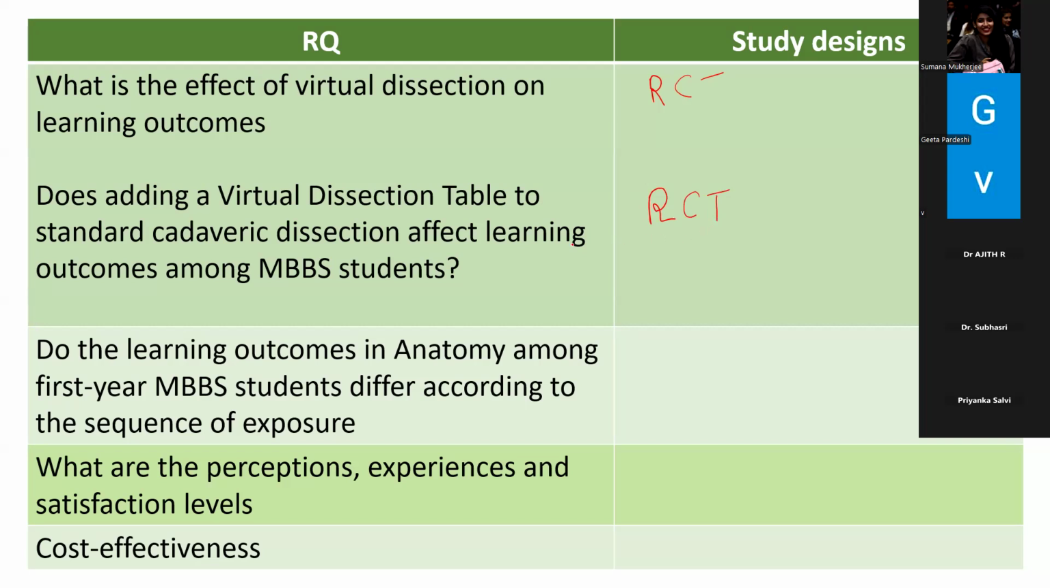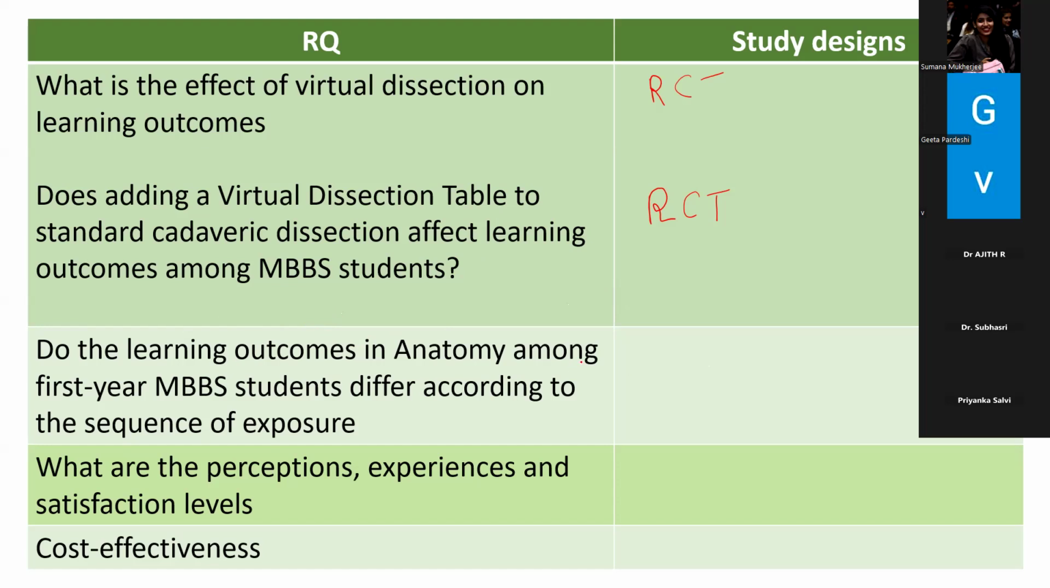So what I would do is one group, I would say, okay, you read your books and you go in for cadaveric dissection. Another group, I will say you go to the virtual dissection table first and then go in for your cadaveric dissection. And then I would look at the outcomes. Because this is an add-on, I want cadaveric dissection for all. And I want people with and without exposure to the virtual dissection table. So I would still go in for an RCT.